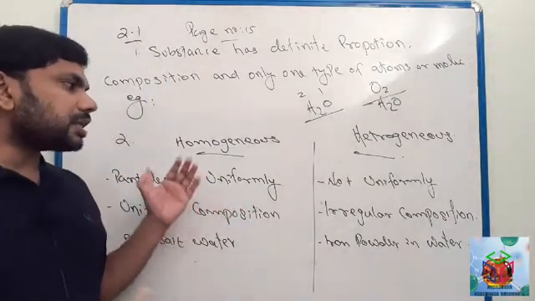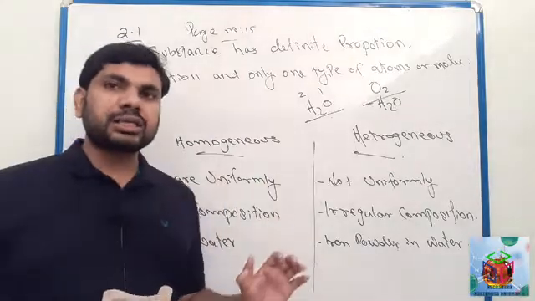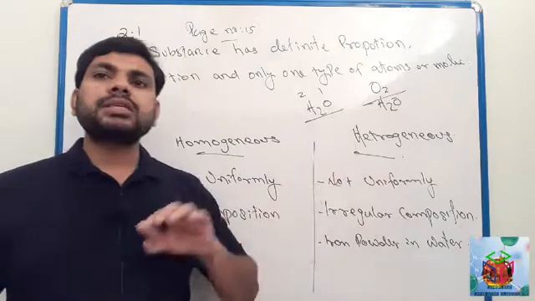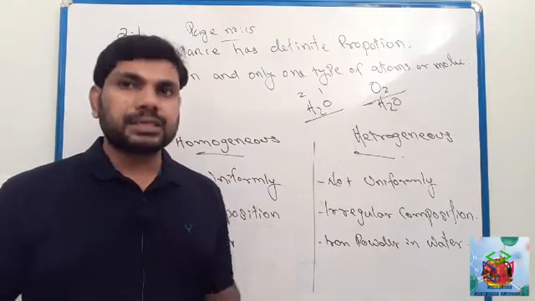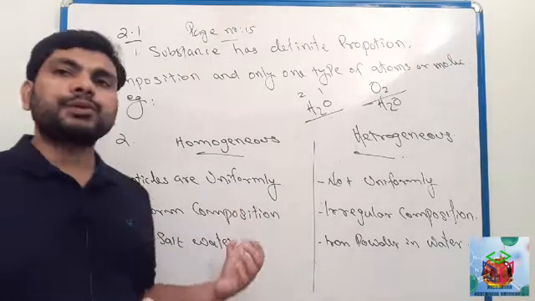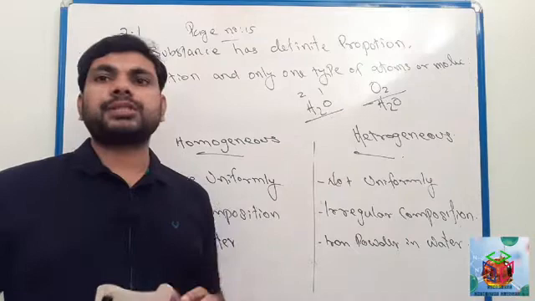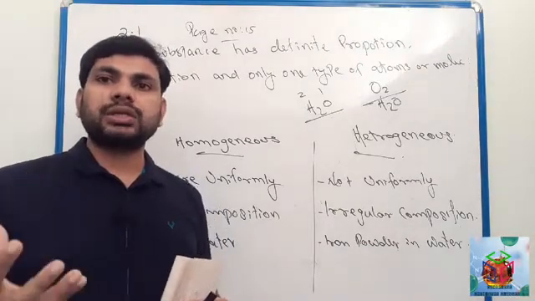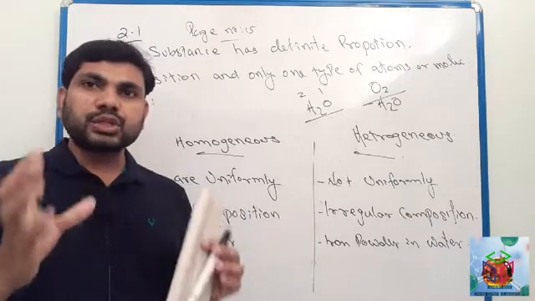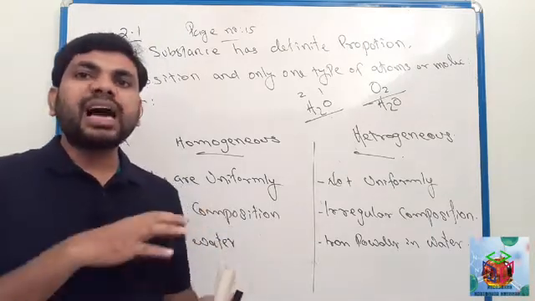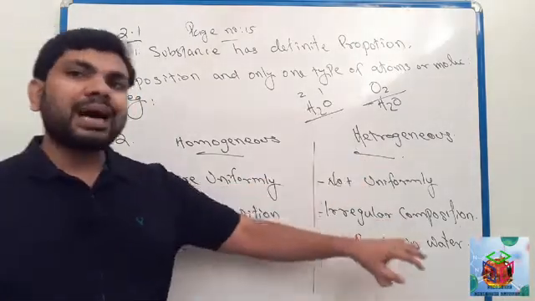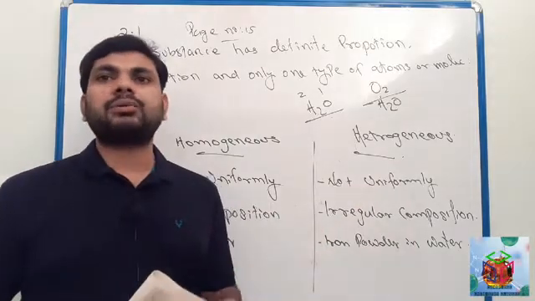In a homogeneous mixture, particles are uniformly mixed. In a heterogeneous mixture, particles are not uniformly mixed. A homogeneous mixture has uniform composition. When you take salt water, the concentration of salt in water is always the same. But a heterogeneous mixture has irregular composition.